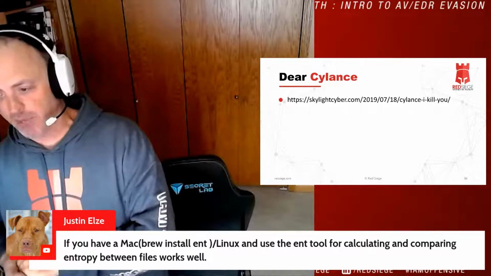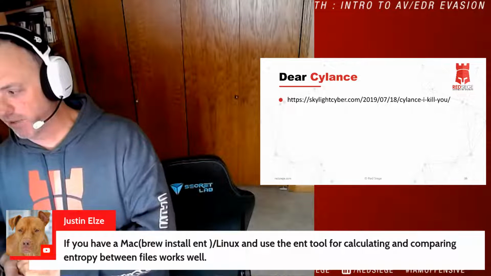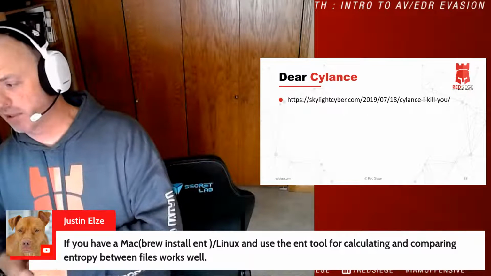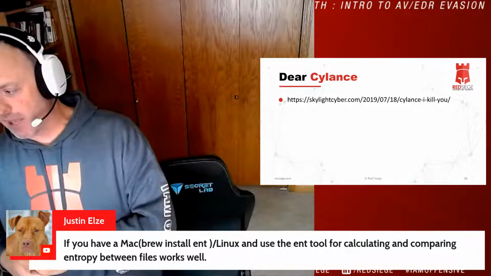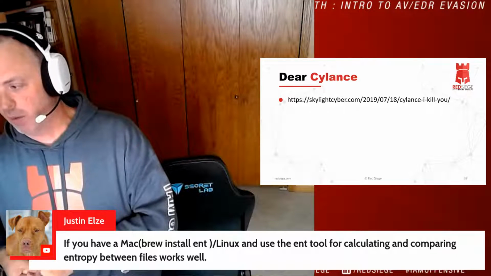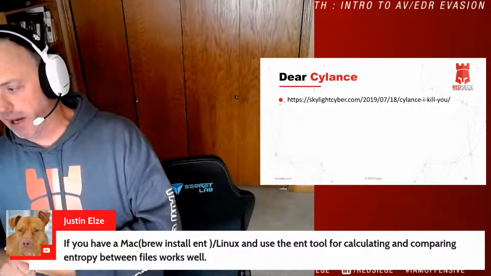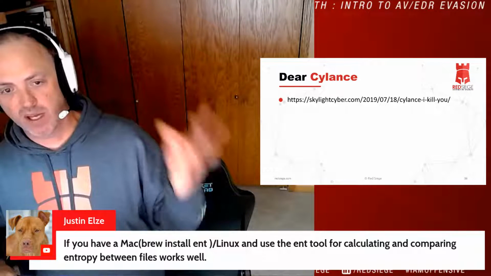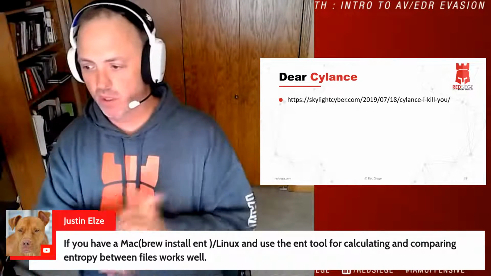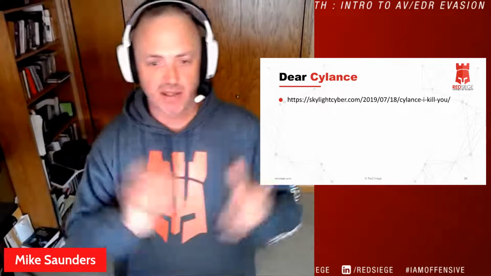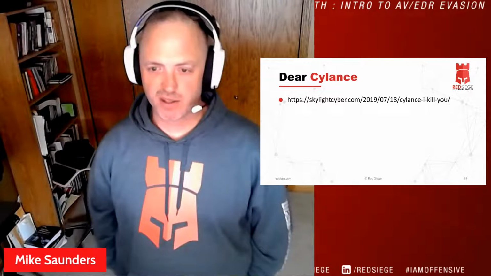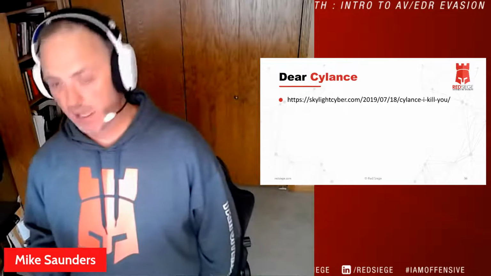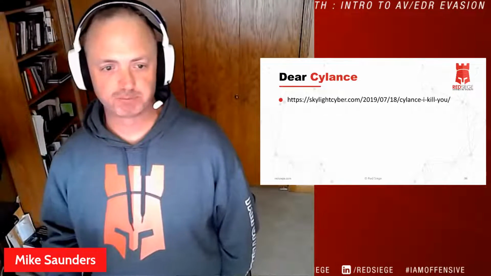So Justin Elsie threw out a comment here. If you have a Mac, do a brew install ent and use the ent tool, or you can use that on Linux as well, and that will calculate and compare entropy between files, and that works well. So that is a great tool. Thank you, Justin. Actually, I have used ent before, but at the time I couldn't remember what the tool was, but I knew that the gzip trick works. So ent is another tool you can use.